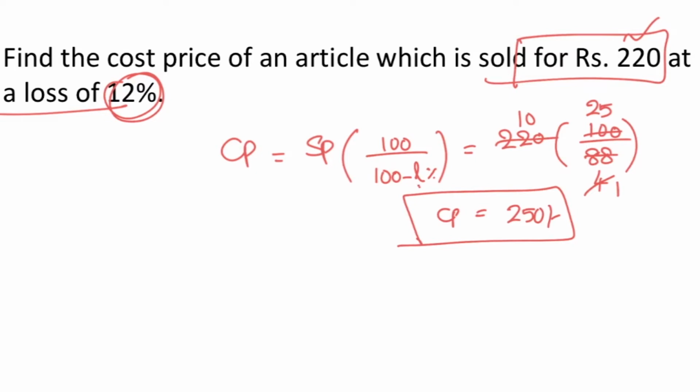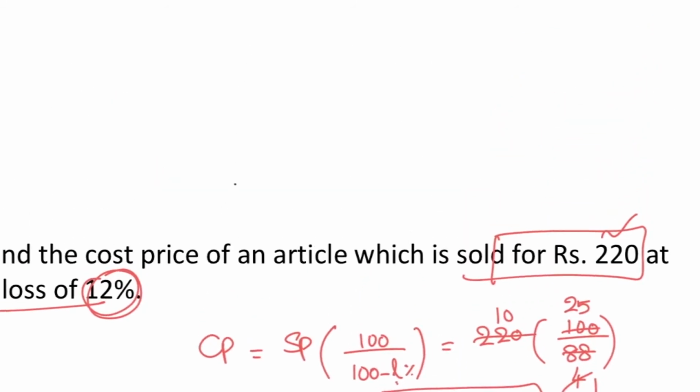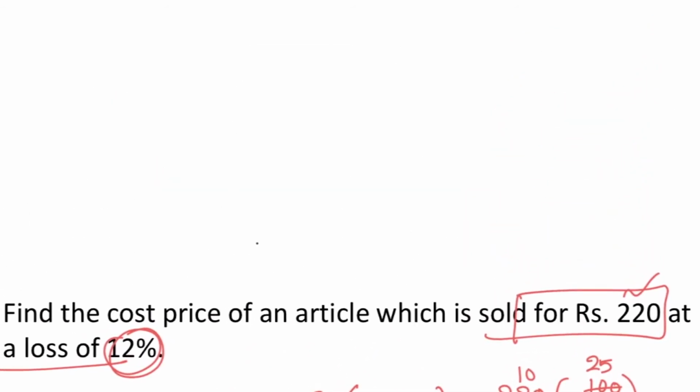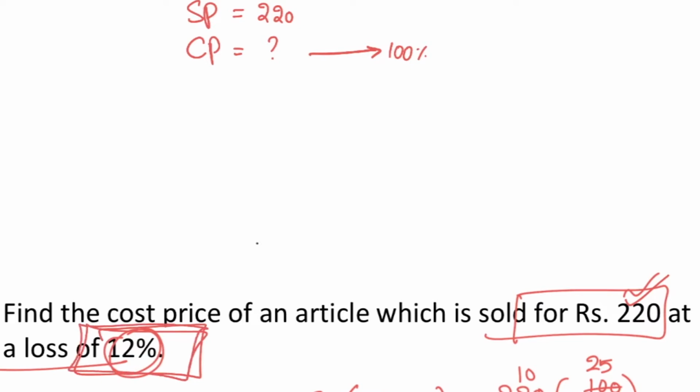What if you don't remember the formulas? If you are aware of the percentage concept, we need to find what? We need to find cost price, and we are given selling price. Selling price is given and cost price is asked. It is sold at 220 rupees. Cost price is required. See, cost price is always 100%. As it is sold at 12% loss, 12% loss means it is sold at 88% only.